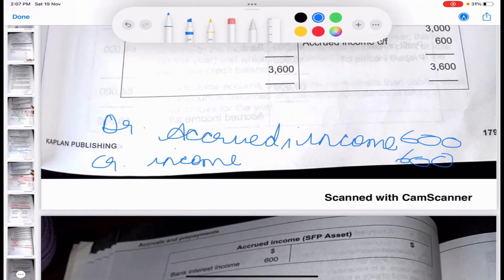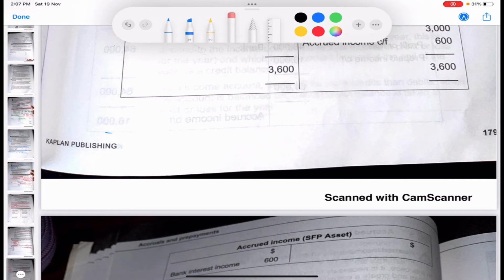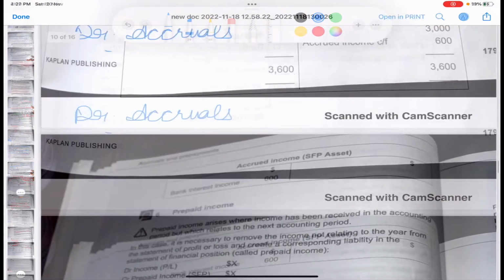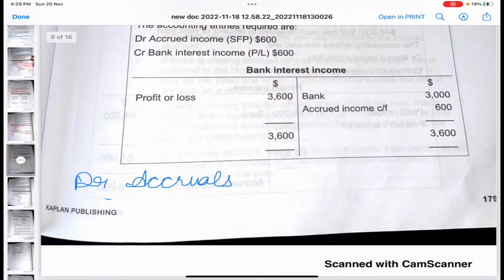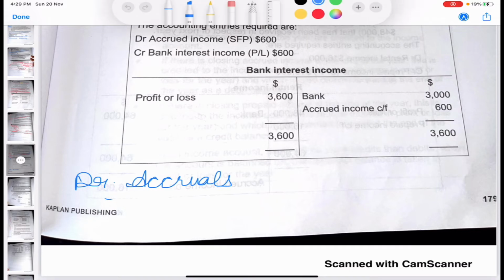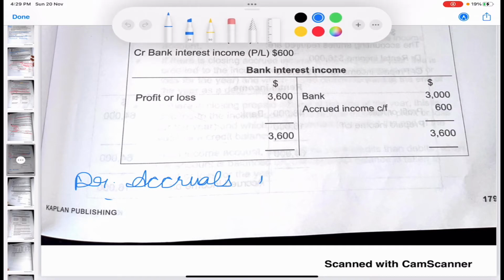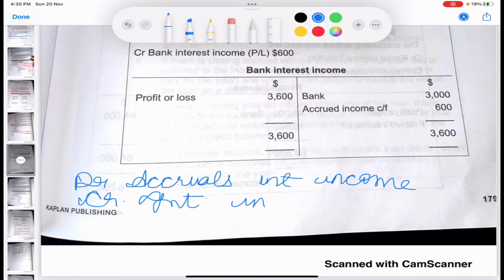How else can you write it? Debit accrued income, credit income. So debit accrued interest income and credit interest income. I hope this is clear. Let's move on.